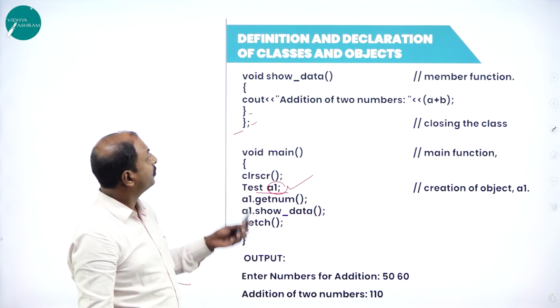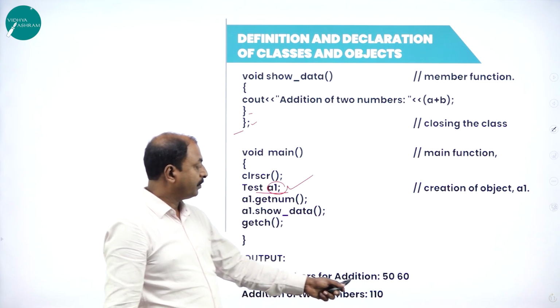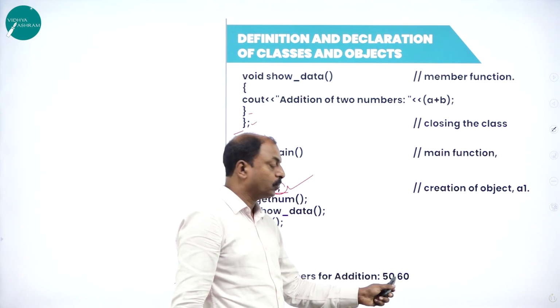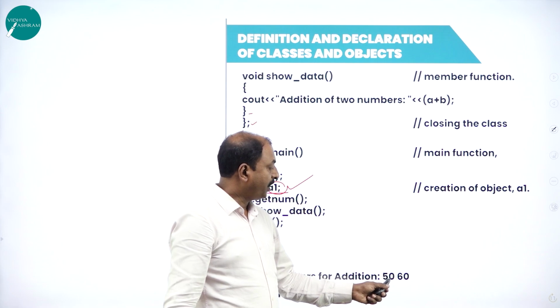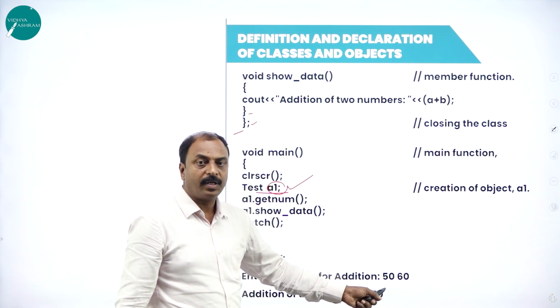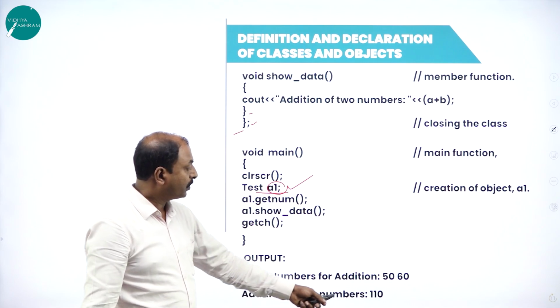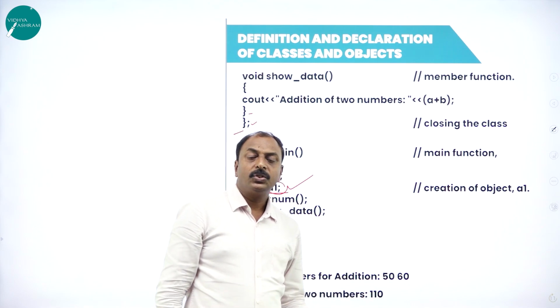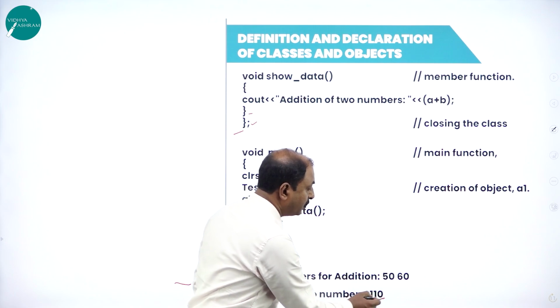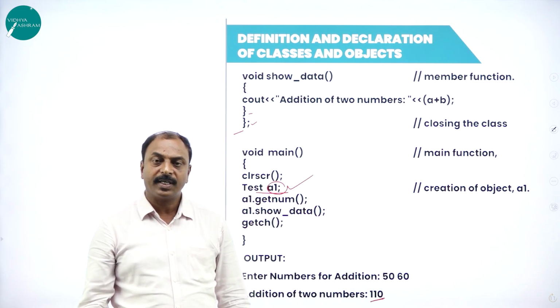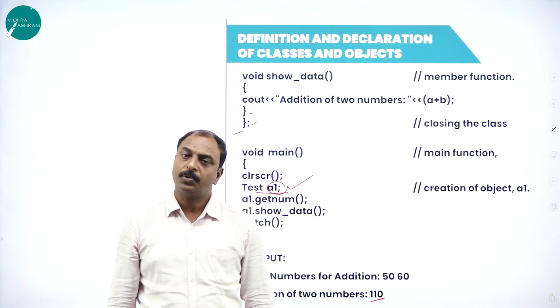Now the output of the program would be: enter two numbers for addition. Suppose we enter two values, 50 and 60. 50 goes to variable A, 60 goes to variable B, and the addition of the two numbers will be 110. So this is the result. This is an example program to show how to define a class with respect to programming.